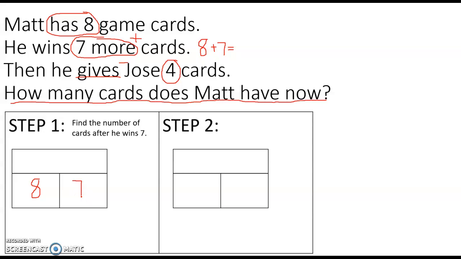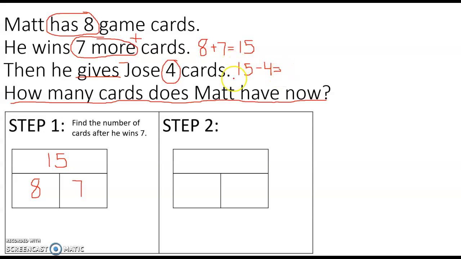What is 8 plus 7? Eight plus 7 is 15. So after Matt wins 7, he has 15. We aren't done yet though. Matt then gives 4 cards to Jose. So he has 15. He's giving away 4. So he's starting with 15 and we're taking 4 away. We need to figure out how many he has left.